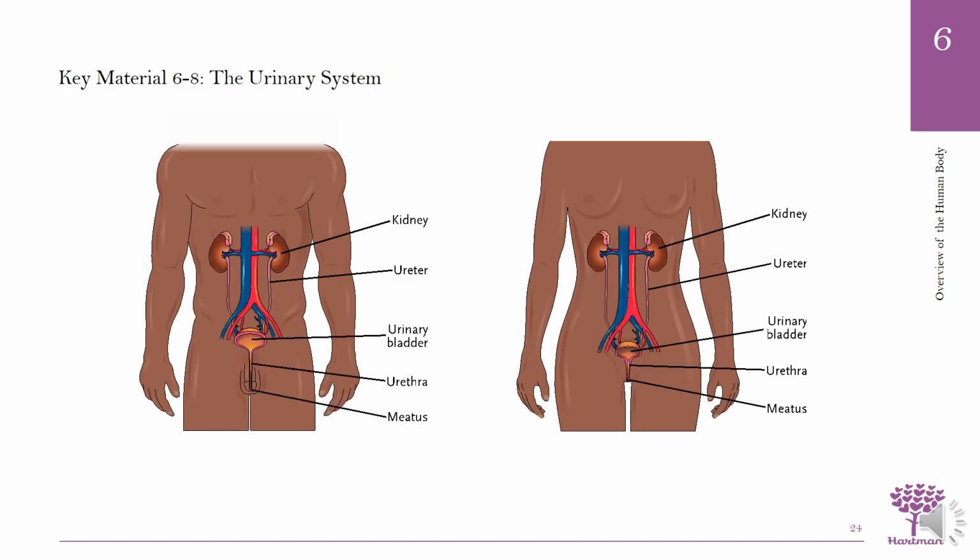The urinary system is composed of two kidneys, two ureters, one urinary bladder, a single urethra, and a meatus. The kidneys are located in the upper part of the abdominal cavity on the side of the spine, on the posterior end. These two bean-shaped organs are protected by the muscles of the back and the lower part of the rib cage. When blood flows through the kidneys, waste products and excessive water are filtered out.